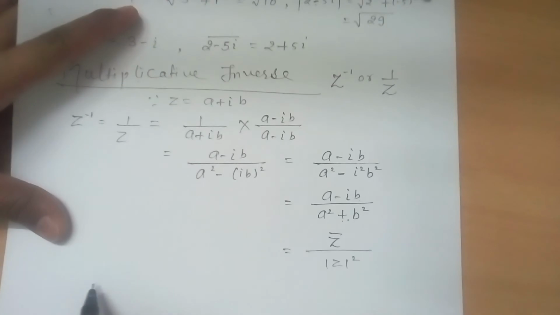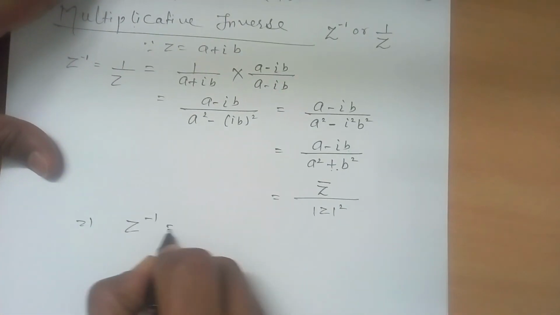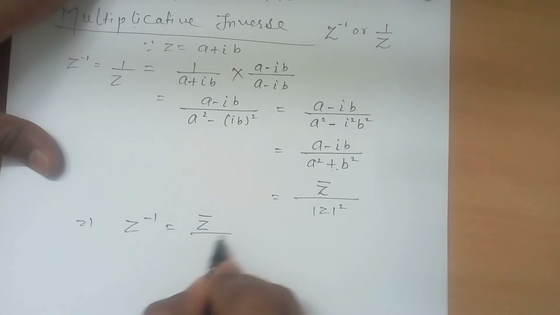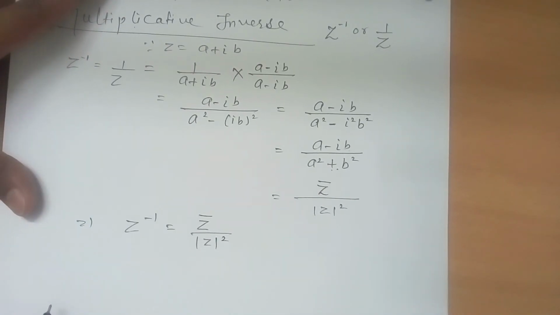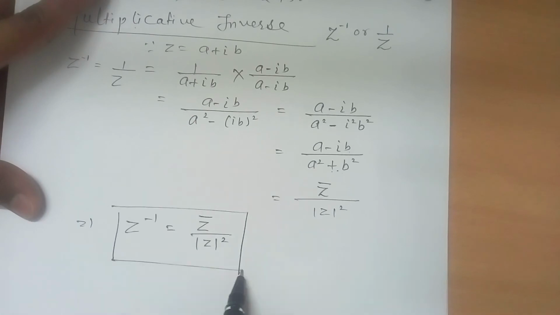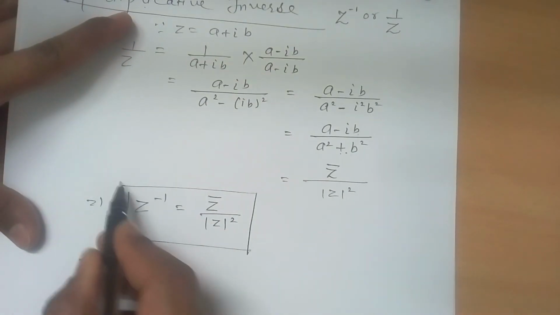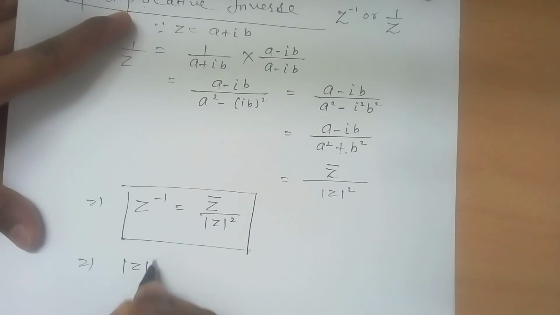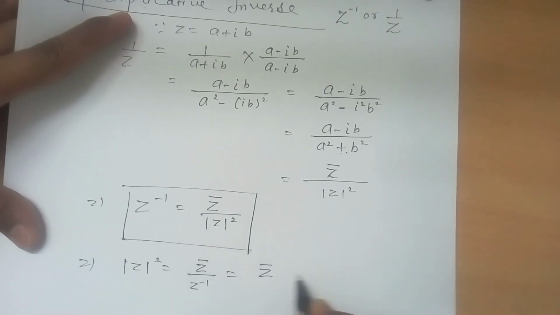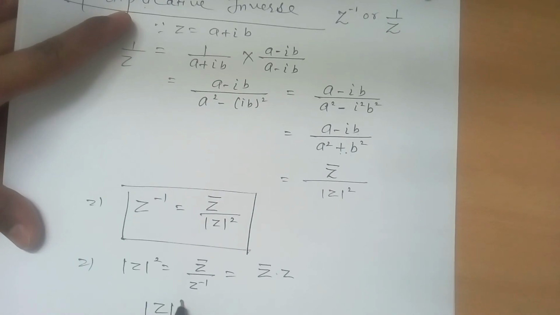So the formula to find z inverse is the conjugate of z upon mod z square. Okay, this is a very important relation. Or you can also write, now transpose this term, so mod z square is equal to z bar upon z inverse, or z bar multiplied by z. So mod z square is equal to z multiplied by z bar. This relation is also important.